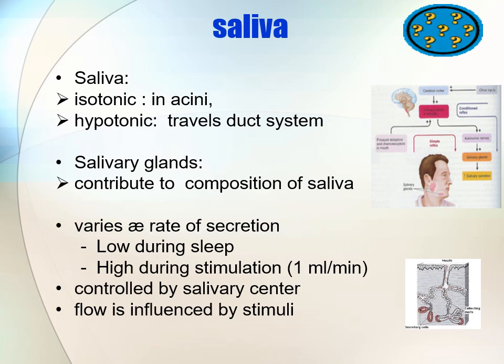At the beginning, the saliva is isotonic, which is found in the acini of the salivary glands before it is produced or secreted into the oral cavity. During the formation of the saliva, the isotonic saliva will be transferred and modified in the duct system. So the end product of the saliva when it is secreted into our oral cavity is in a hypotonic condition.